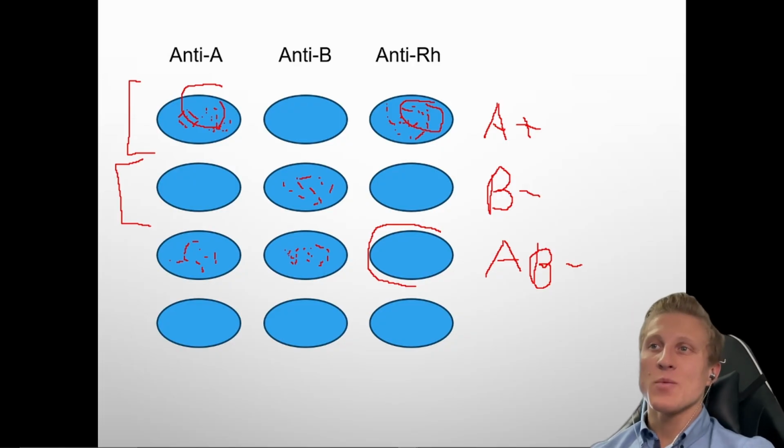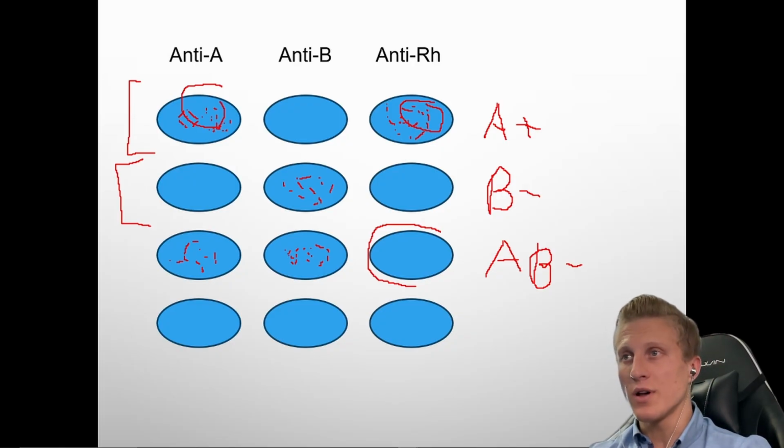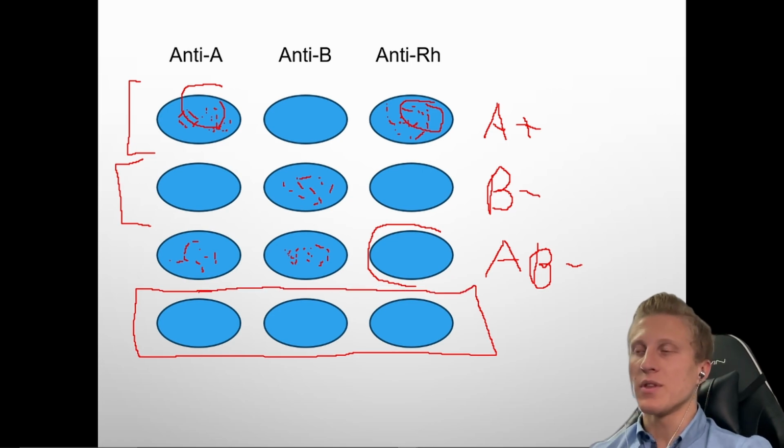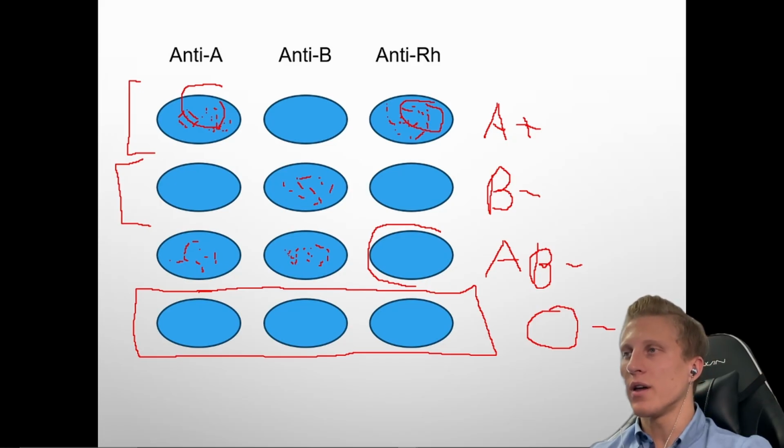And then lastly, let's say we had no reaction at all. Let's say this was the final output for this particular patient. What type of blood would this person have? Well, they would have O negative blood.